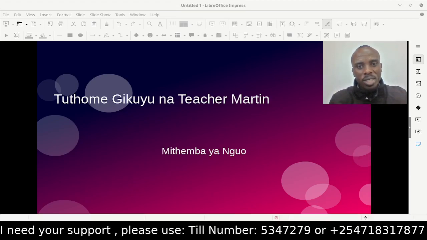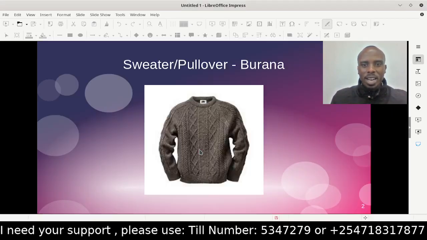May God bless you. And today we are going to check into different kinds of clothes. What is the other name of clothes? Okay, there are so many. I can't remember. For now, let's learn the different kinds of clothes. In Kikuyu, I will say Mithemba ya Nguo. Mithemba ya Nguo. Good.